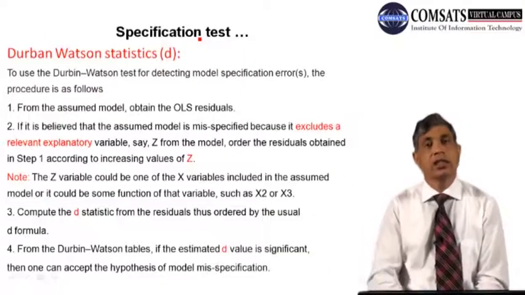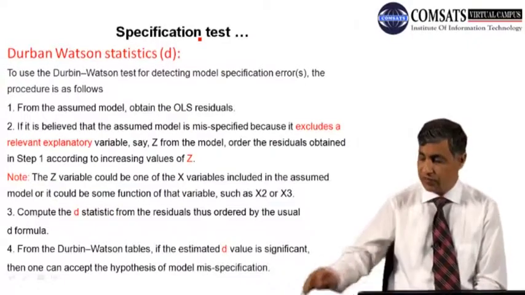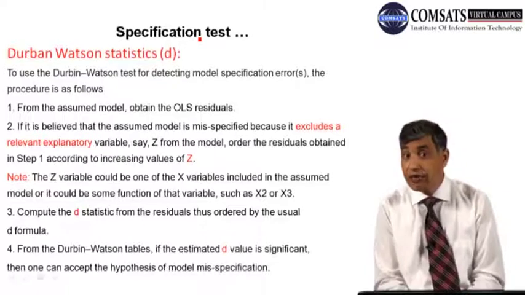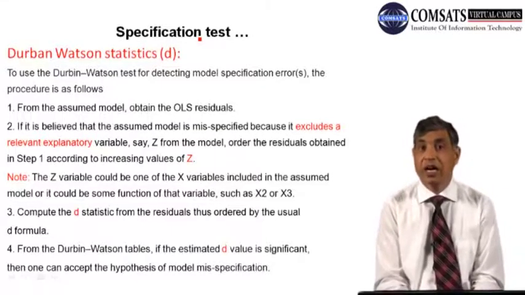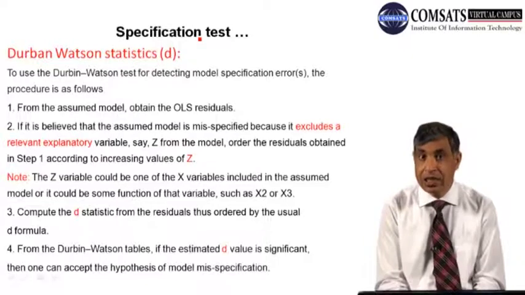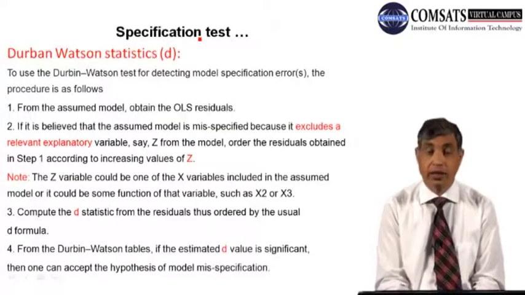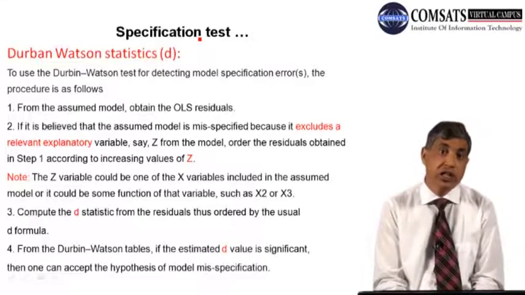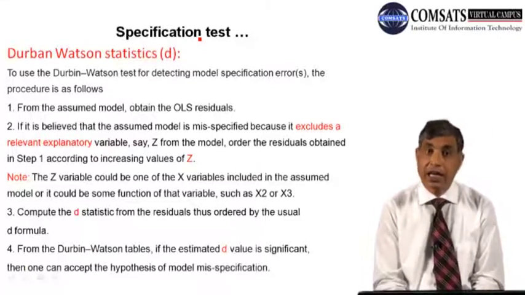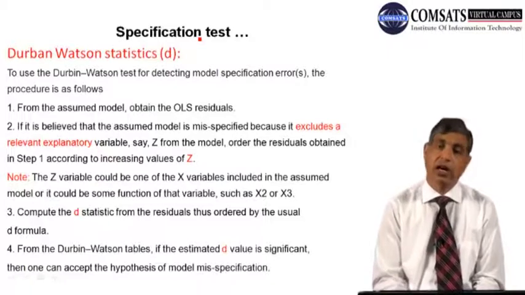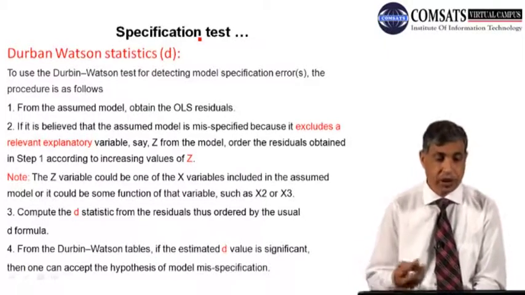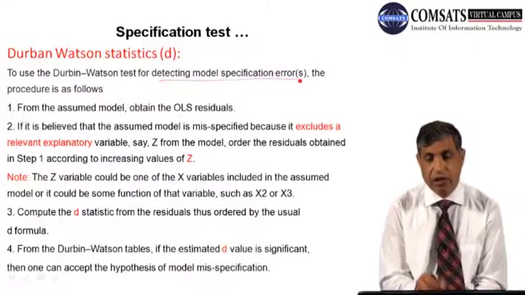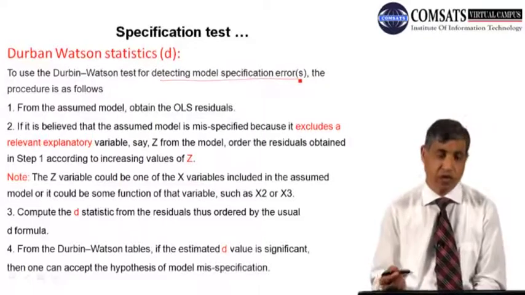The second is the Durbin-Watson statistic, very famous, and you are well aware of this. But when you came to know it, we were talking about its relevance in the context of autocorrelation. So avoid confusion and look at this: here we will be talking about it in the context of specification. To use the Durbin-Watson statistic for detecting model specification error, how do we proceed?